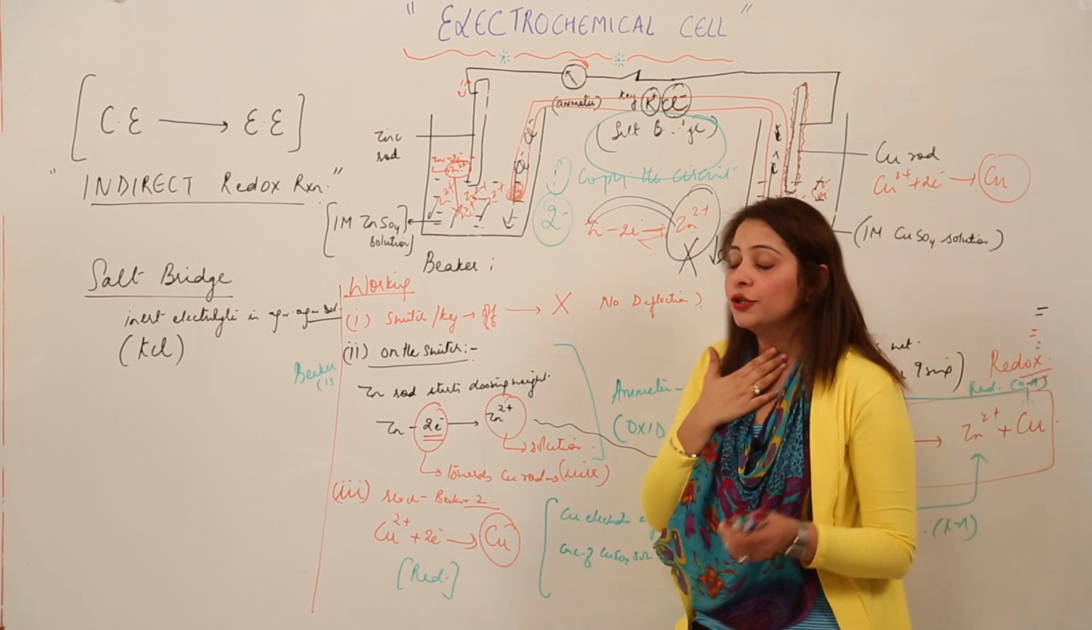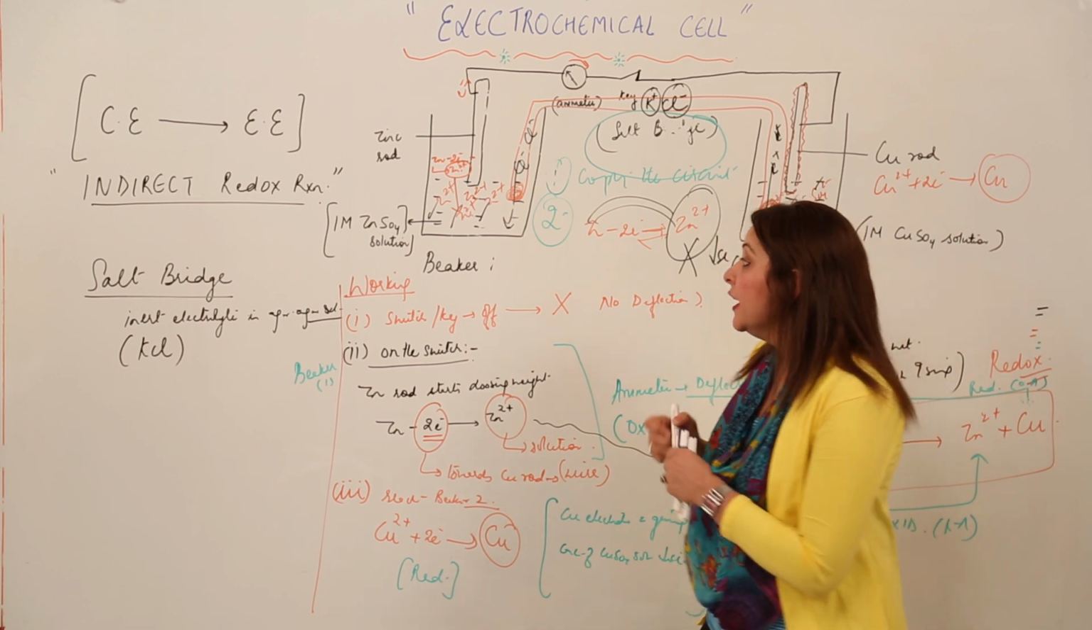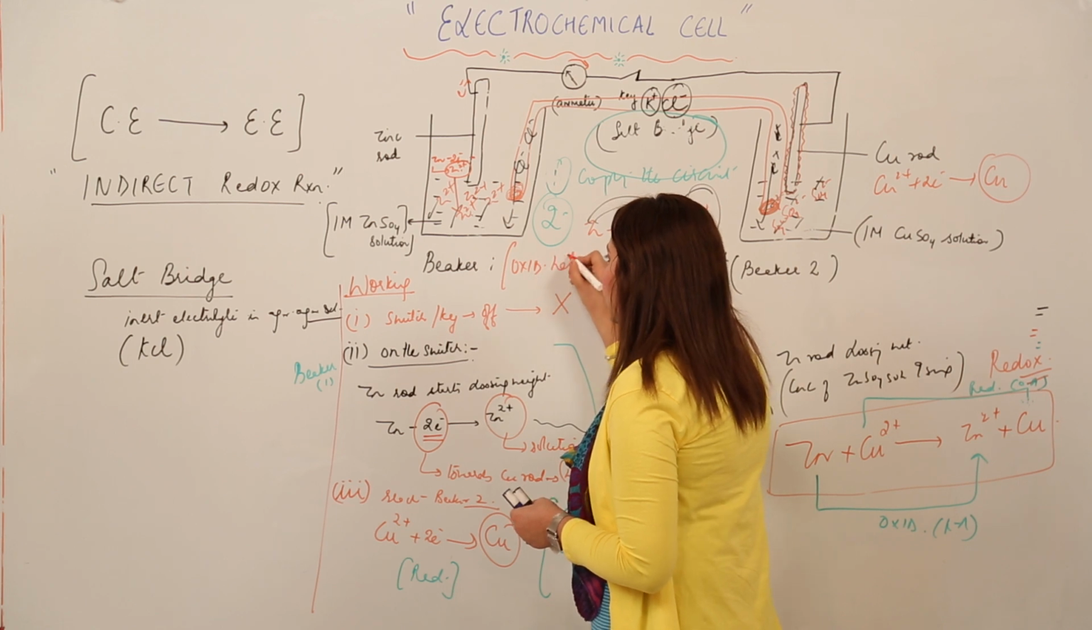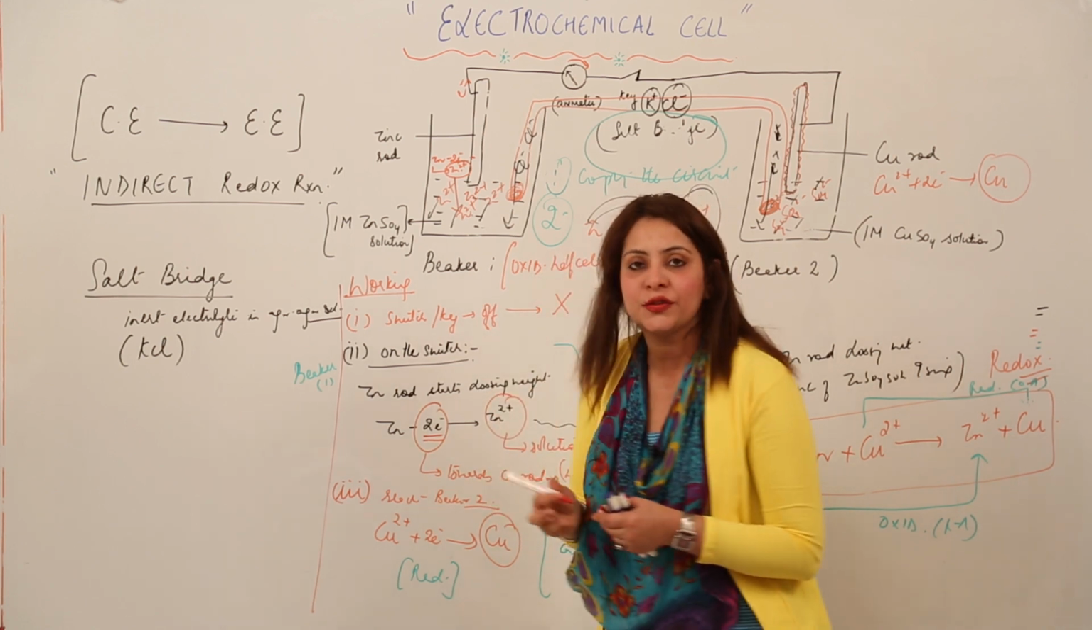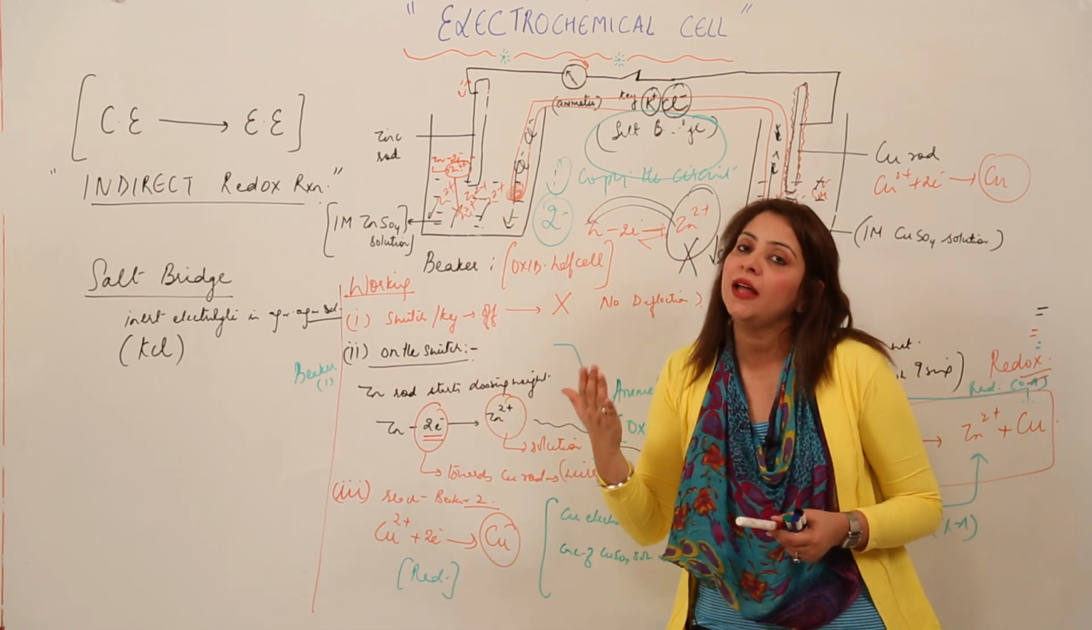Now you should know that the beaker in which the oxidation occurs is called the oxidation half cell. As you can see, the cell is divided into two halves, right. So the cell in which the oxidation occurs is called the oxidation half cell.